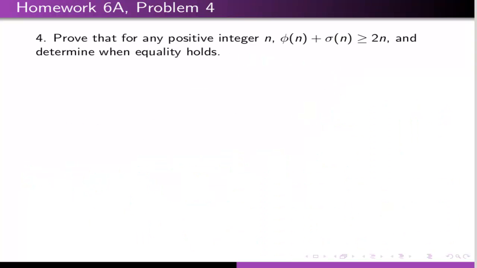Prove that for any positive integer n, phi of n plus sigma of n is greater than or equal to 2n. So we've already seen this formula for the Euler-Phi function.